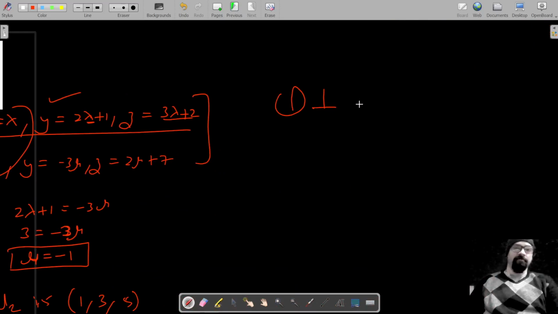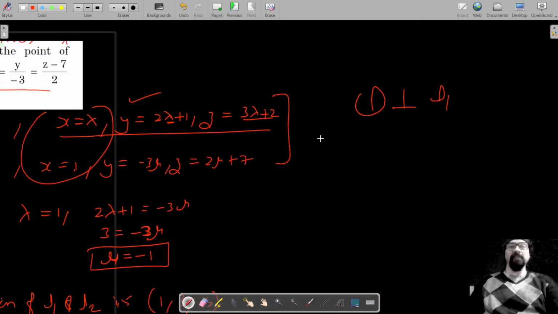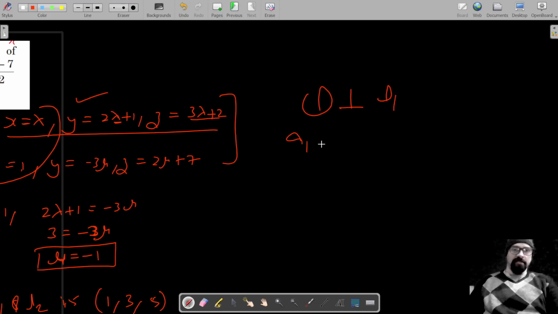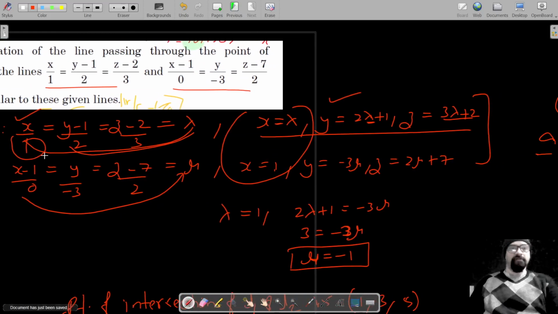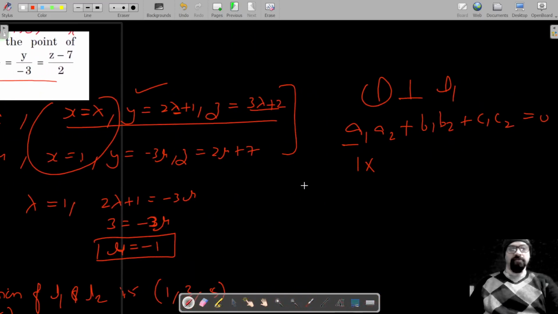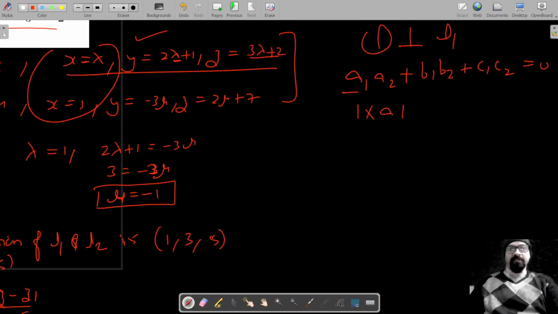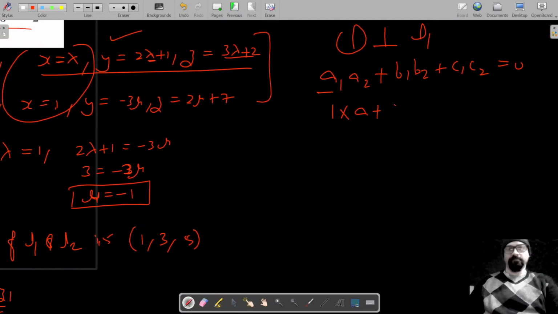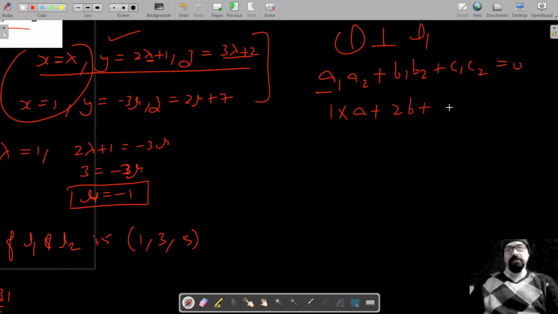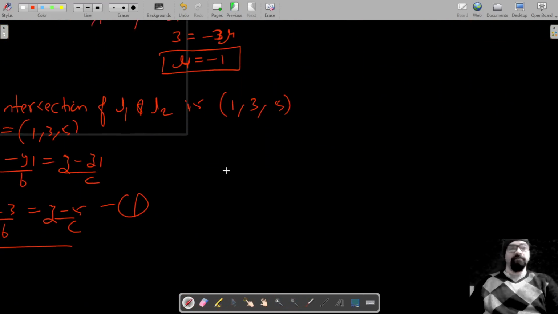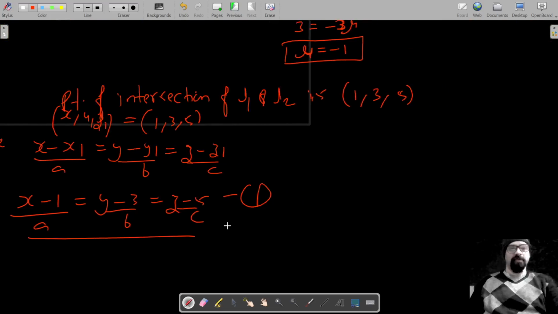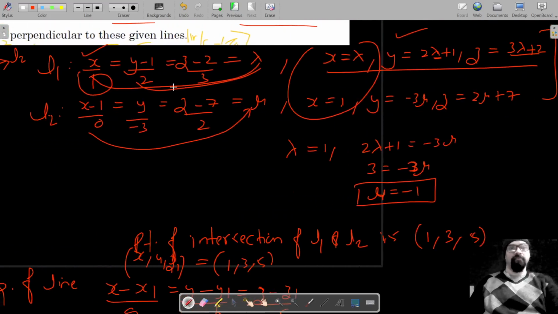Now our given line, this line L, is perpendicular to L1. And we know that the sum of the product of the direction ratios is equal to 0 when the lines are perpendicular. And here a1, b1, and c1 are 1, 2, and 3. So this is 1 into a2, a2 is a, plus b1 is 2 into b, plus 3c. So these are a2, b2, c2, a, b, and c, and a1, b1, c1 are 1, 2, and 3.